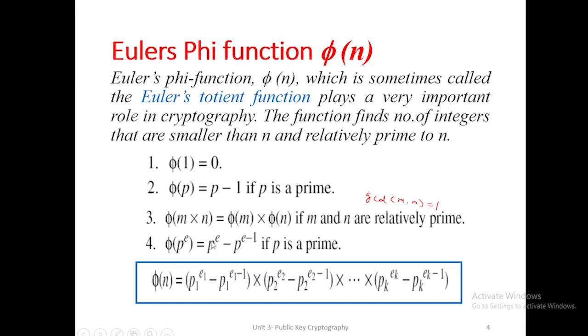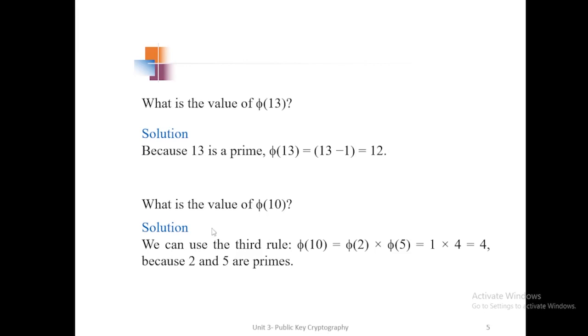Let us take an example for each one. What is the value of pi of 13? Here 13 is a prime number, so we should apply rule number 2. Rule number 2 is pi of p is equal to p minus 1, where p is a prime number. Using that concept, pi of 13 will be written as 13 minus 1. So the answer is 12.